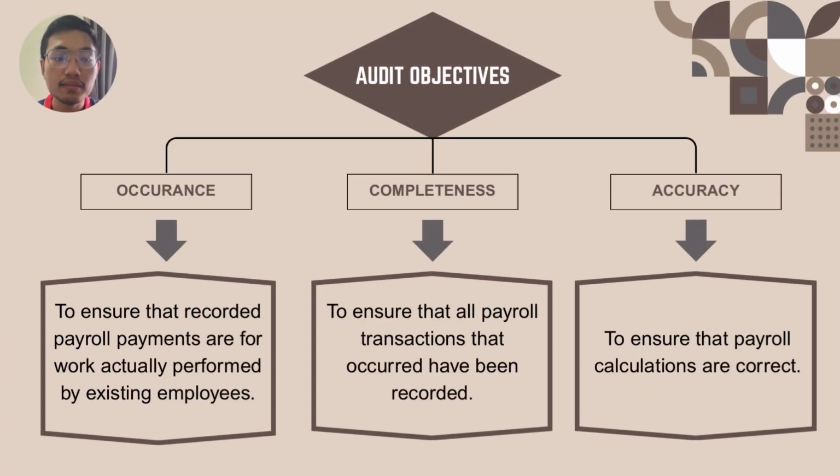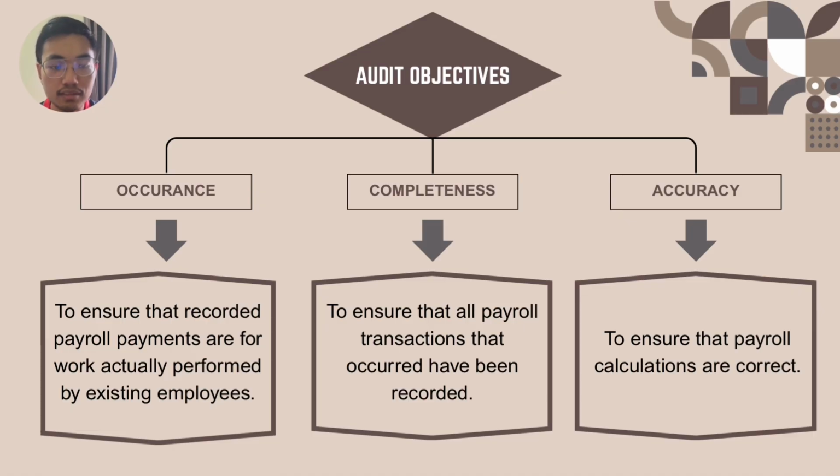Hi, I'm Ame. In this slide, I will be explaining the audit objectives related to payroll. These objectives are important to ensure that the payroll records are accurate, complete, and reliable. The first audit objective is occurrence. The purpose of this objective is to ensure that all recorded payroll payments actually occurred. This means salary is paid only to existing employees and for work that has actually been performed. This helps prevent issues such as payment to terminated employees.